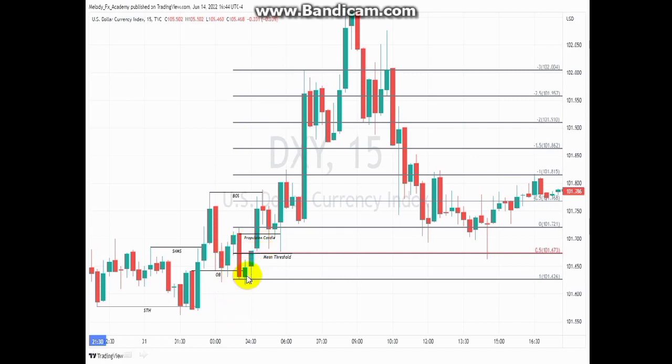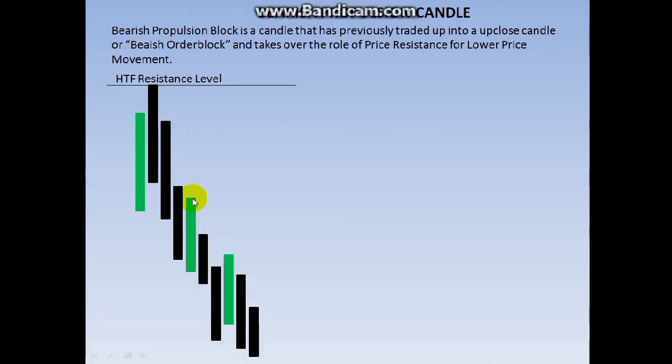Now let's look at how the bearish proportion candle is. A bearish proportion candle is a candle that has previously traded up into an up-close candle, or bearish order block. Sorry, I made a mistake there. This should be bearish order block. It takes over the role of price resistance for lower price movement. Of course, we had a graphic illustration here. This is price reaching for that higher time frame resistance level and showing displacement.